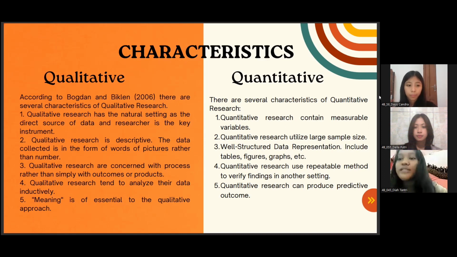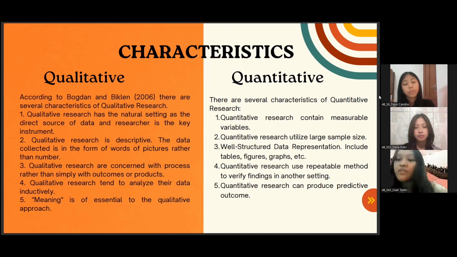The next one is concern with process rather than simply with outcomes or products. Qualitative research focuses more on research that is process in nature, such as interactions between people and community, the process of carrying out work, the development of a symptom or a civilization.